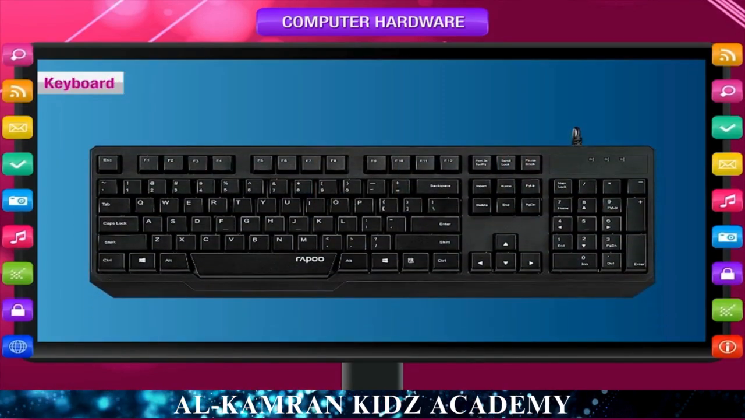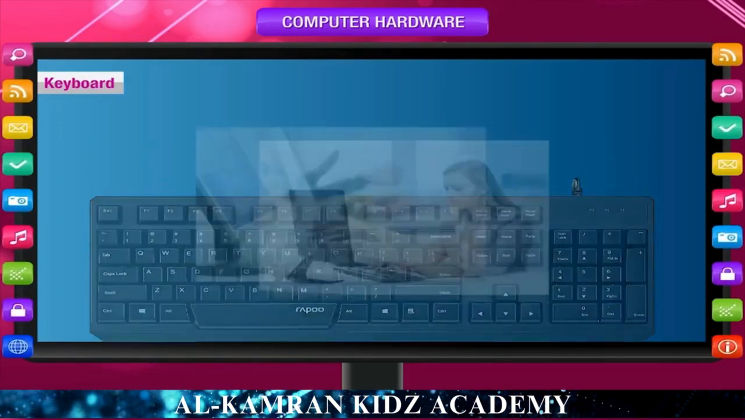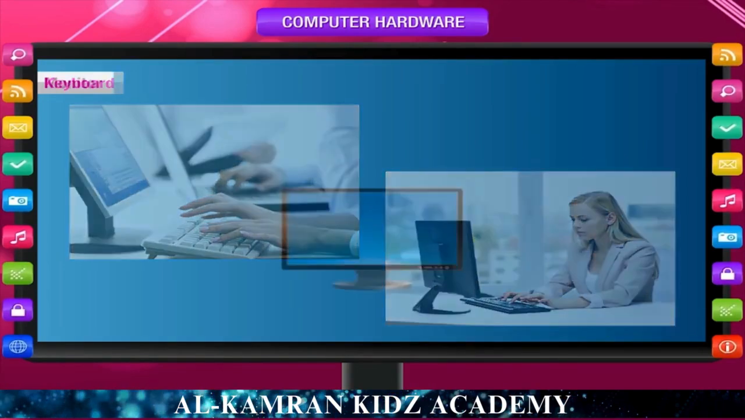Keyboard. It is the most common input device that allows you to communicate with the computer. We press the keys present on the keyboard to type data and give instructions to the computer.